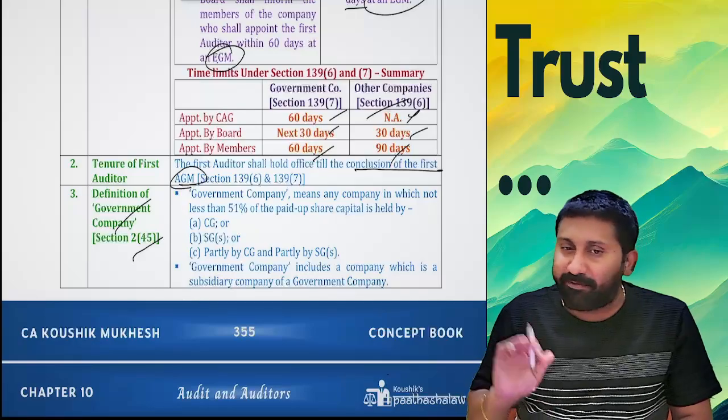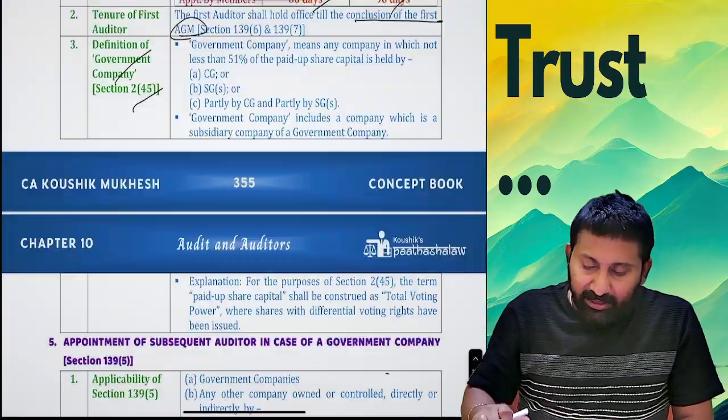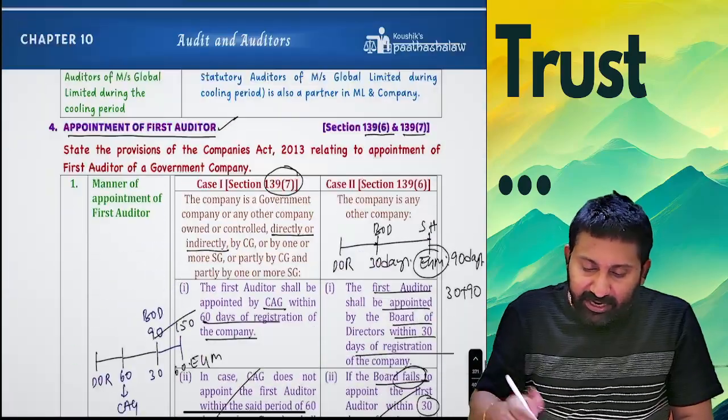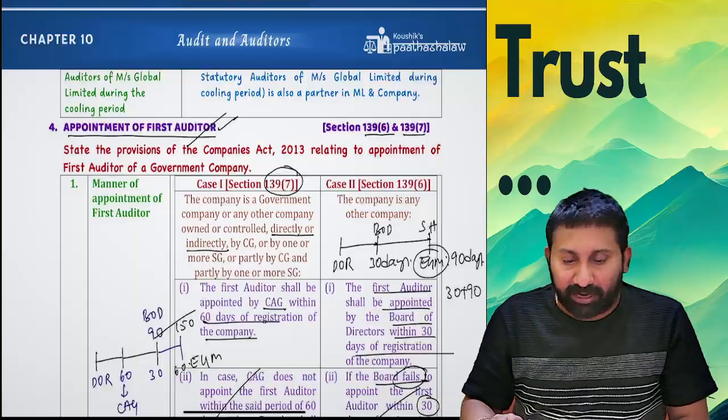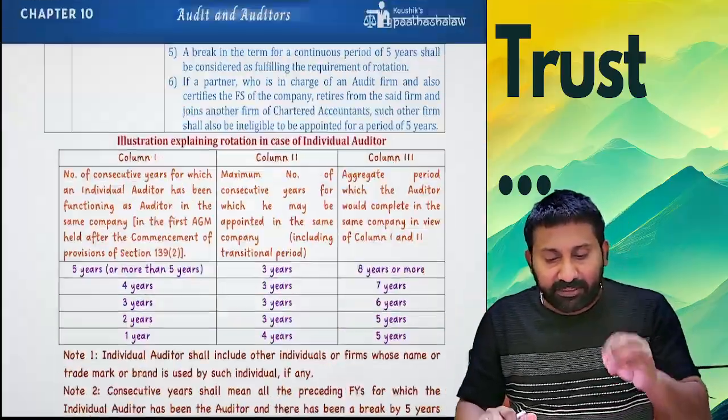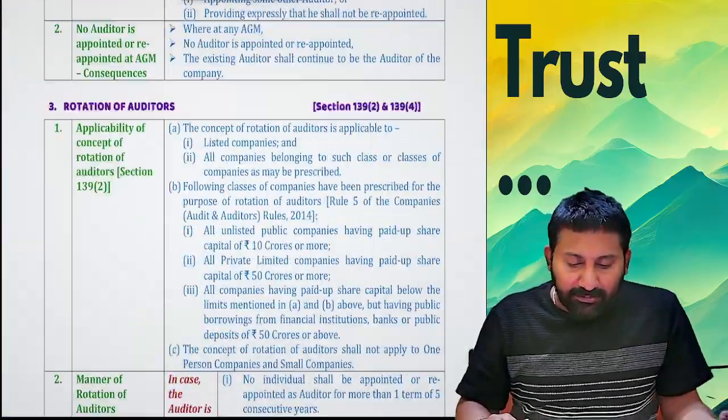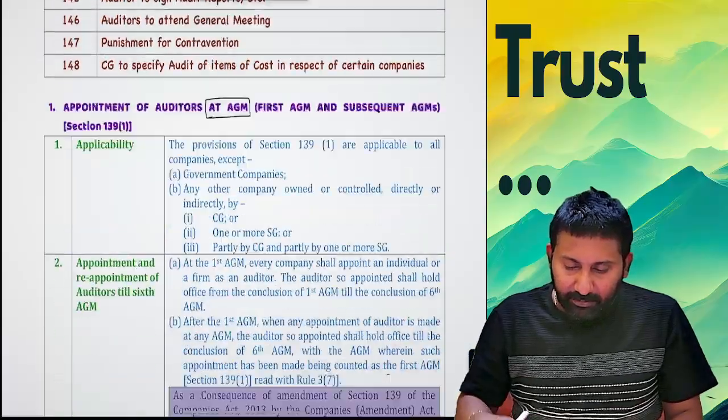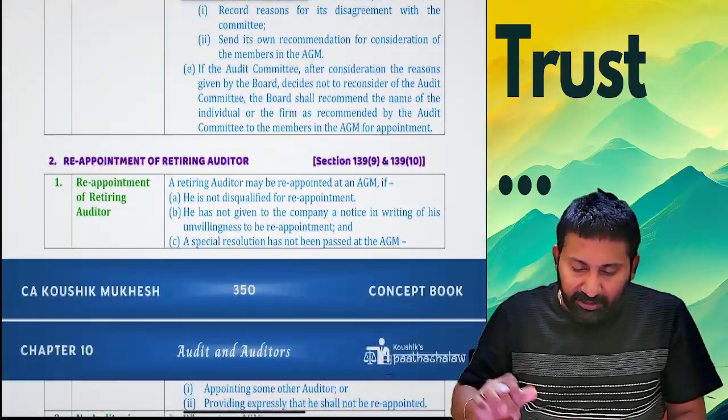Definition of government company we already know. Okay, that's it. This is the main concept that you need to understand regarding the first auditor of a company. Next, the first auditor concept over. How subsequent auditors are appointed? Okay, how the subsequent auditors are appointed?